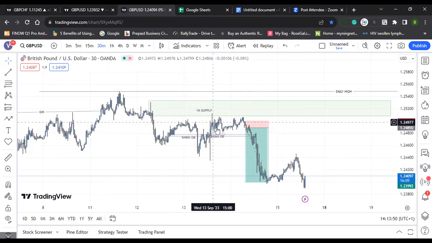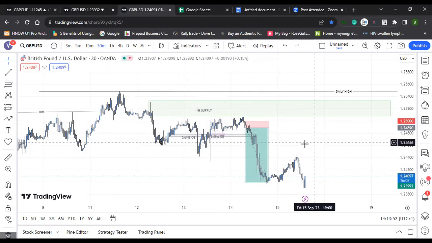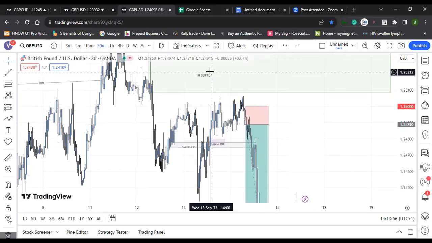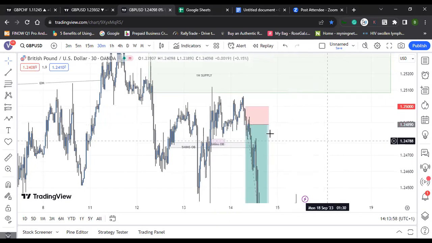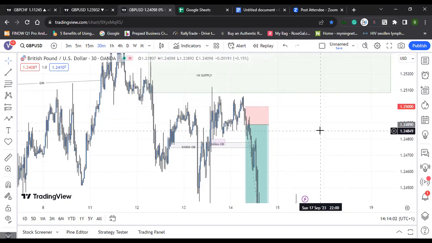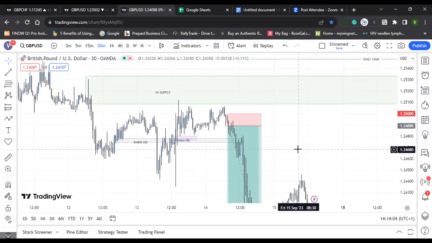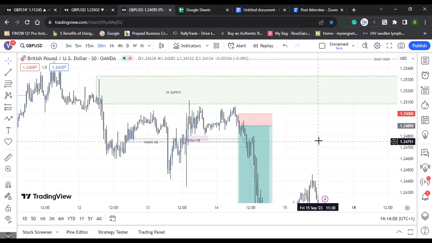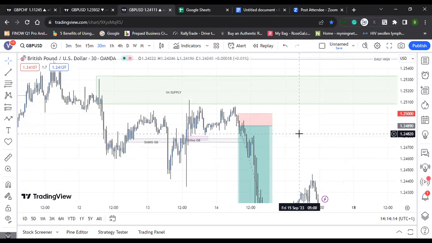We took the profit. Now, confirmation again. Price tapped into my supply zone. You can see it here. Tapped into my supply zone. And I was like, okay. I saw the movement at this point. I still understood that price is just doing what I call liquidity buildup.